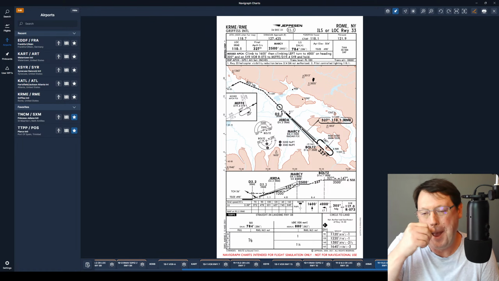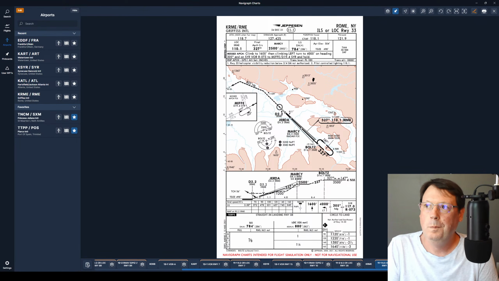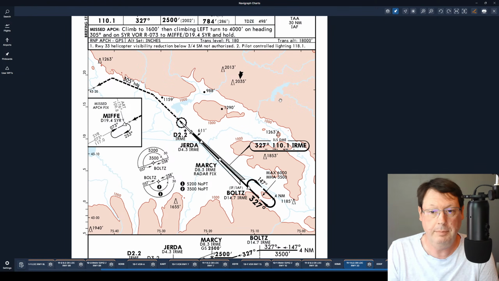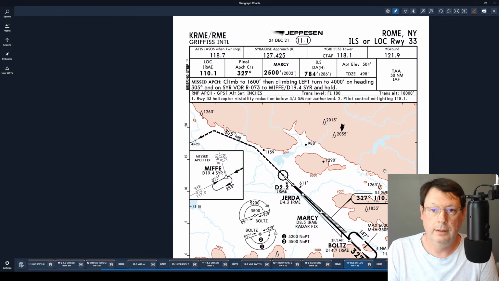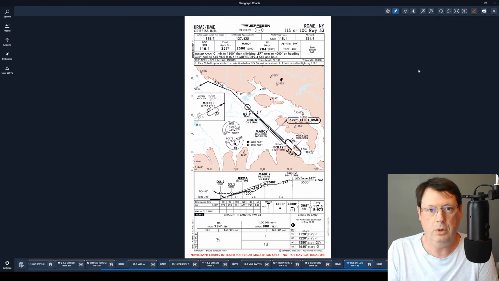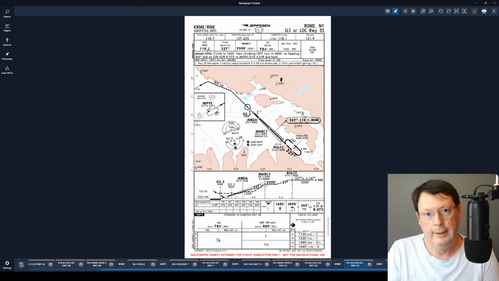I appreciate that. So let's start with the real basics. This is the ILS or localizer approach for runway 33 at my home airport in Rome, New York. I'll give you a real quick overview of what the chart is, and then we'll go bit by bit through what each section means and what you're looking for.